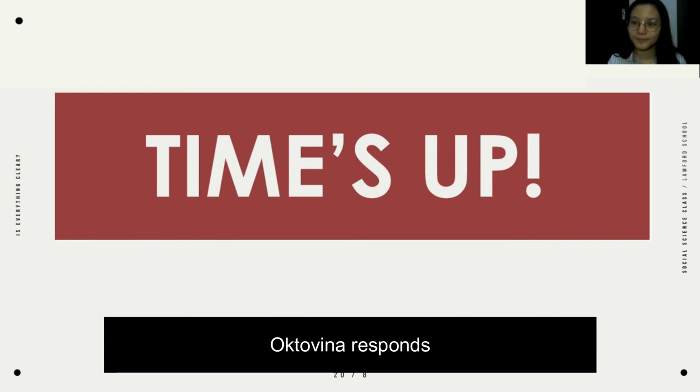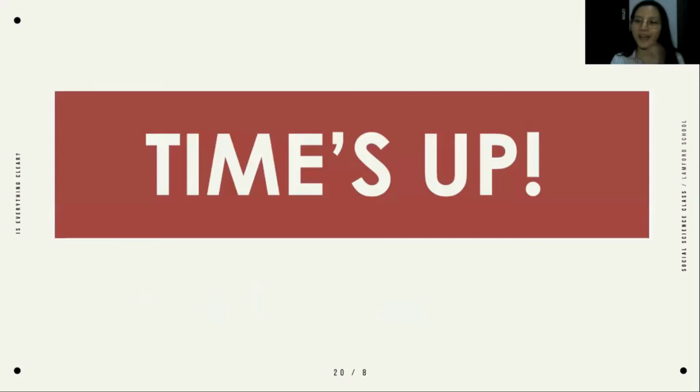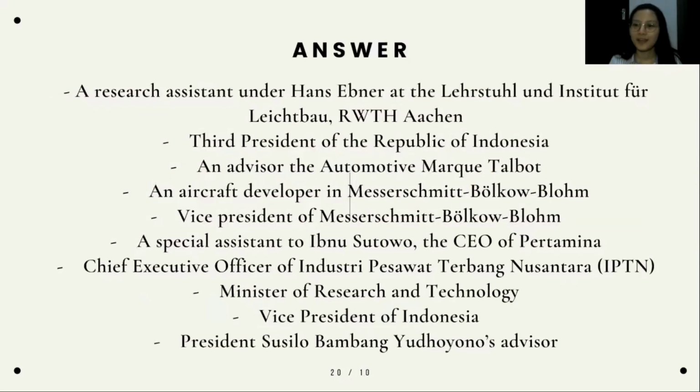Okay. Great job. Right, so here are the answers. There's quite a lot, and you may only choose three. So the one that Octo mentioned earlier is that PJ Habibie was the third president of Indonesia, Indonesia's vice president, and also an advisor for the automotive mark Talbot. Okay, all right, great job.